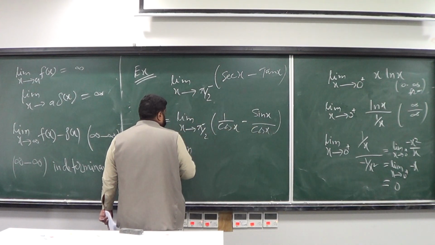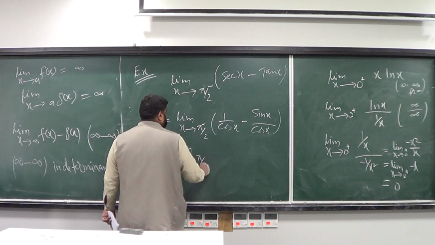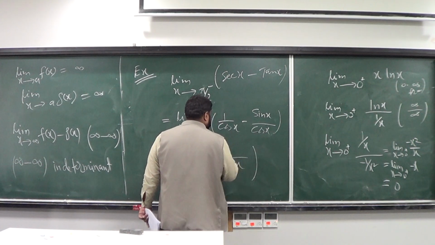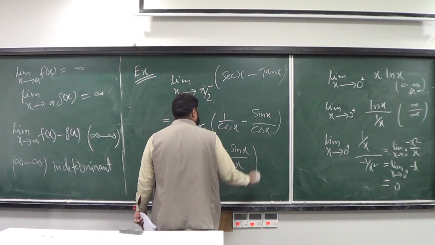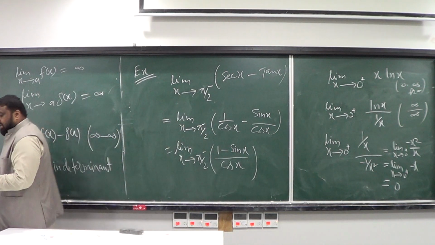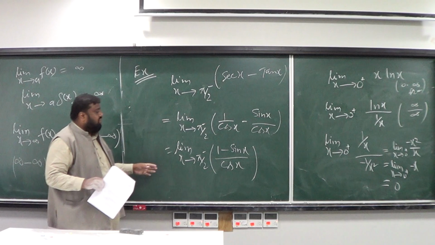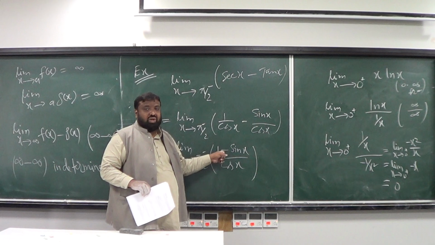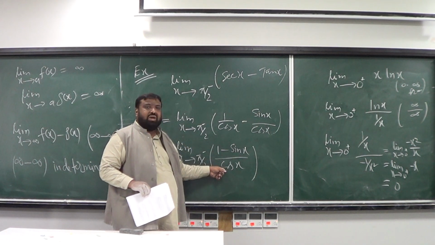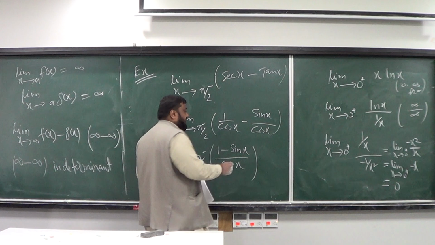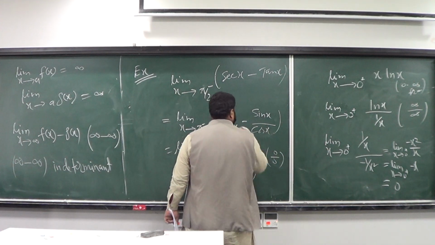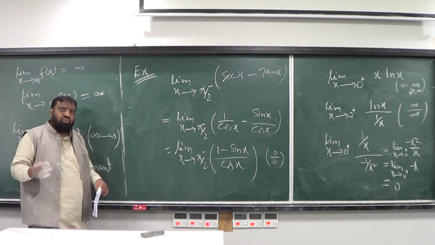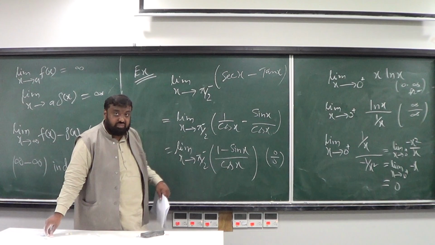So you're going to get limit x goes to pi by 2 from the left of (1 minus sine x) over cos x. Now, as x goes to pi by 2, sine pi by 2 is 1, so 1 minus 1 is 0, and cos pi by 2 is 0, so this is again a 0 by 0 form, but better than infinity by infinity, because now I can apply my L'Hopital rule.